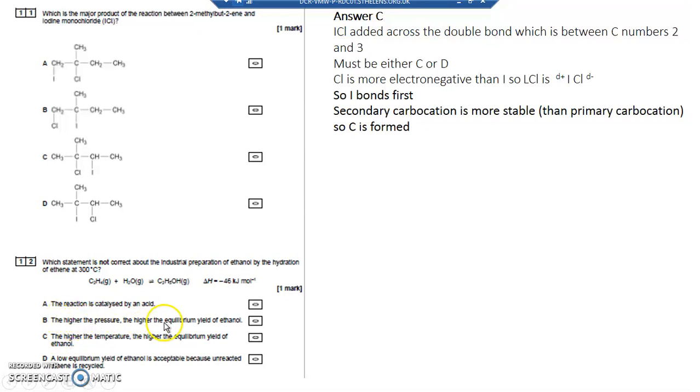The higher the pressure, the higher the equilibrium yield of ethanol. Well, I've got 2 moles of gas on the left, 1 mole of this and 1 mole of this, and I've only got 1 mole on the right. So by Le Chatelier's principle, if I increase the pressure, it will try to lower the pressure. It will lower the pressure by reducing the volume and making 2 moles of gas into 1. So yes, increasing the pressure would increase the amount of ethanol by shifting the position of equilibrium to the right. So that is definitely right. A and D we're not sure of. Let's check out D. If that's the one that's not correct, we know we've found it.